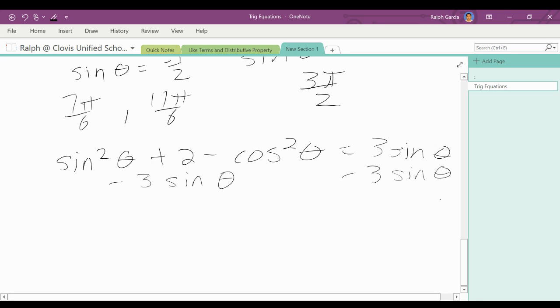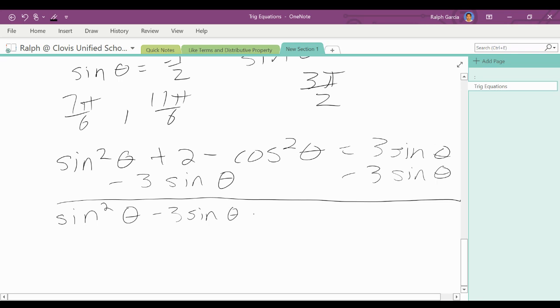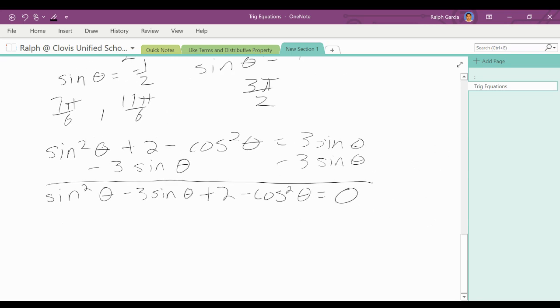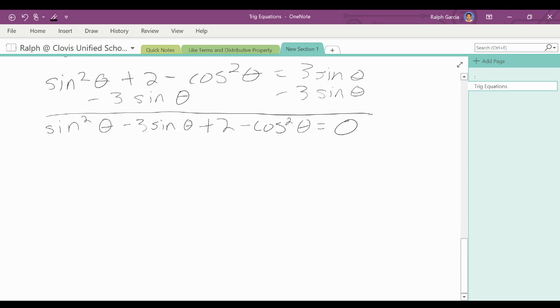I actually have a few options for what I'm starting with. I just decided to do that. So I'm going to get sine squared theta minus 3 sine theta plus 2 minus cosine squared theta equals 0. Okay, so this is definitely not going to factor. And the big issue is I have the sines and cosines in the same problem. You guys see that? I know there's a lot of writing on there, but I need to get rid of one or the other, or I need to convert it using my Pythagorean identity.